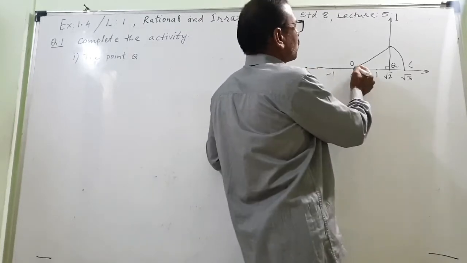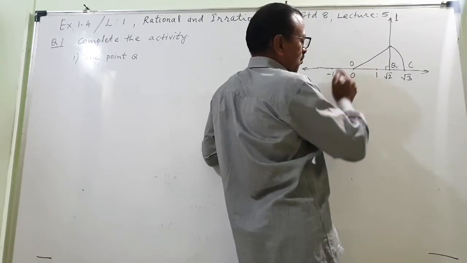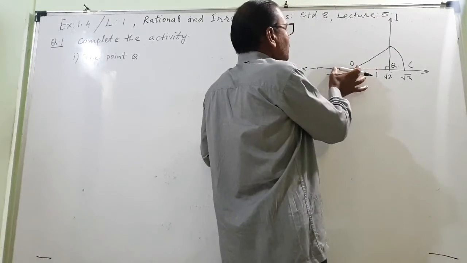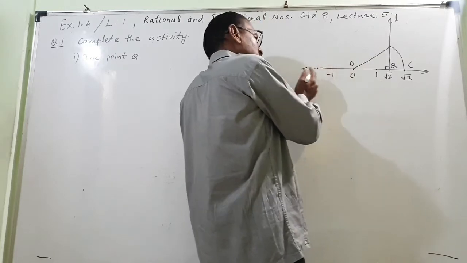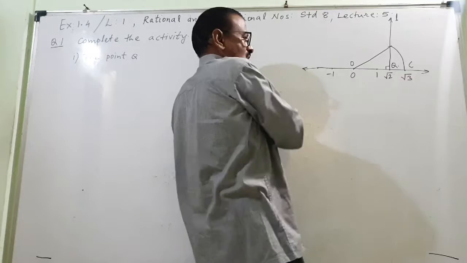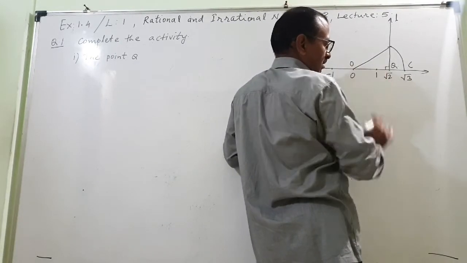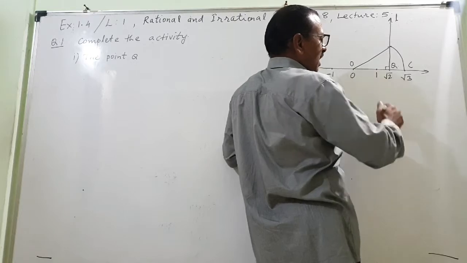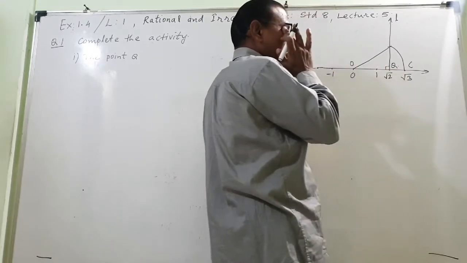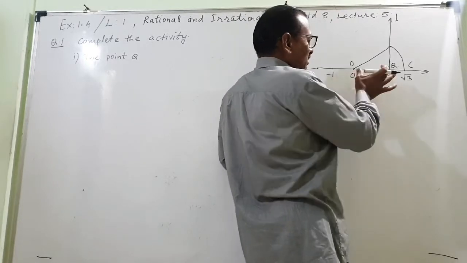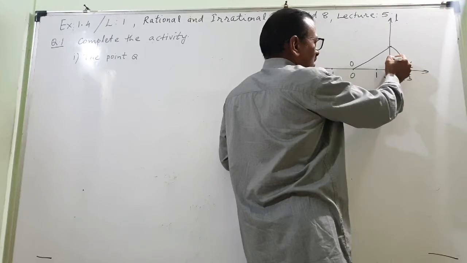This is 0. That point is the O point. Then from this to the left it is -1, this way. Here -2 and so on. To the right of 0, this is 1. And then root 2 is shown on the number line. What they have done is, this distance is 1. So this distance is also 1.